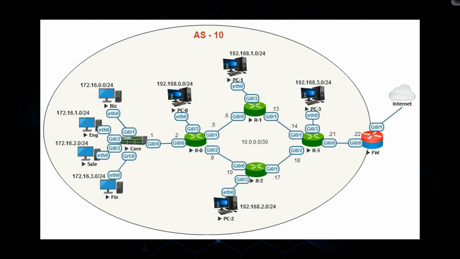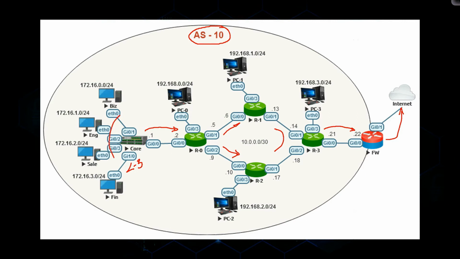We'll begin by reviewing the topology of the lab that will be used throughout this video segment. In this topology, I have 6 devices currently running EIGRP under Autonomous System 10. Starting with the core switch, which is a layer 3 switch with IP routing enabled. And upstream of the core switch is router 0, where it is connecting with router 1 and router 2 through router 3 in a partial mesh. Then router 3 is connecting with the firewall, where it has full connectivity to the internet.